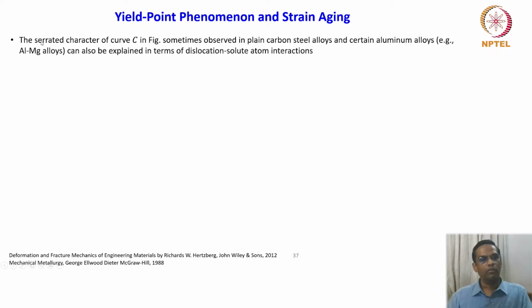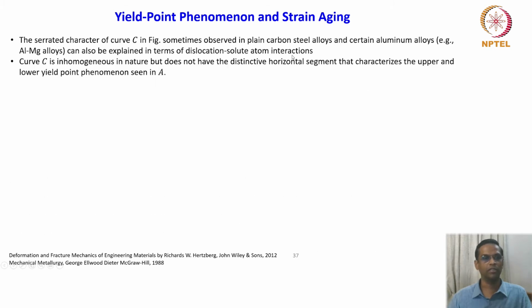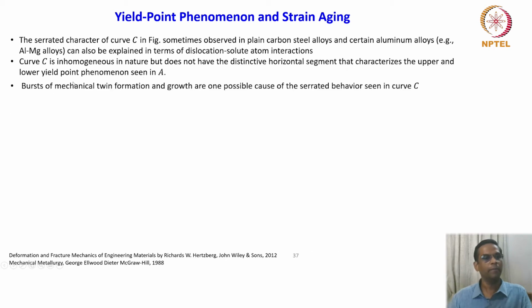So now we come to the serrated character of curve C in that previous slide. The serrated character of curve C in the figure, sometimes observed in plain carbon steel and alloys and certain aluminum alloys, for example aluminum magnesium alloys, can also be explained in terms of dislocation solute atom interactions that we have seen. Curve C is inhomogeneous in nature but does not have the distinct horizontal segment that characterizes the upper and lower yield point phenomenon in curve A.